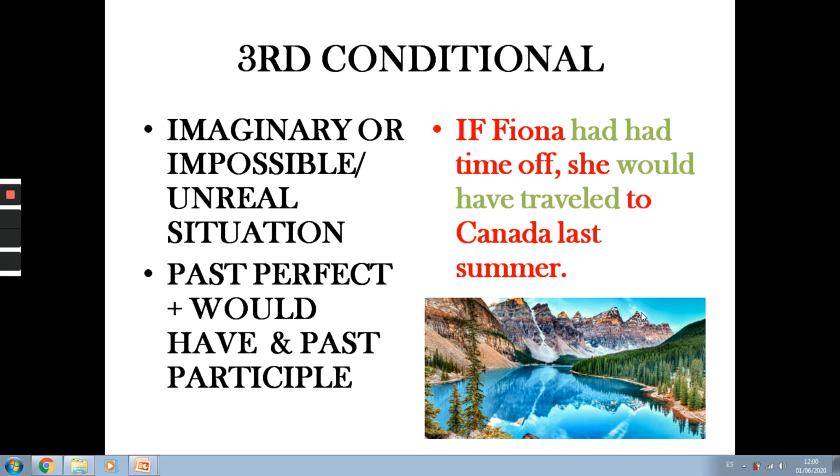Third conditional also represents regrets. These are ideas focused on the past. I wish I had done this before. If only I had implemented another strategy, my class would have been greater. My students would have learned more.